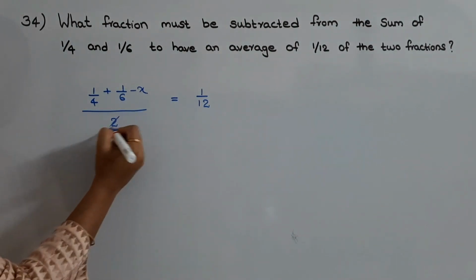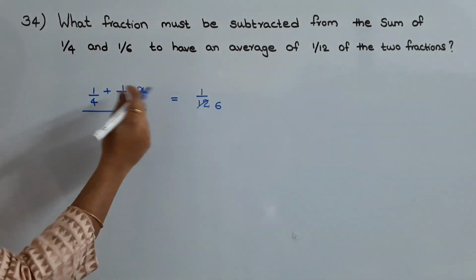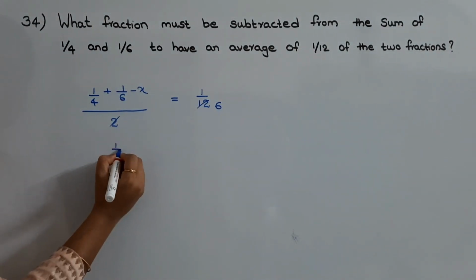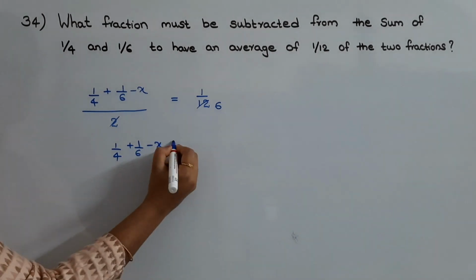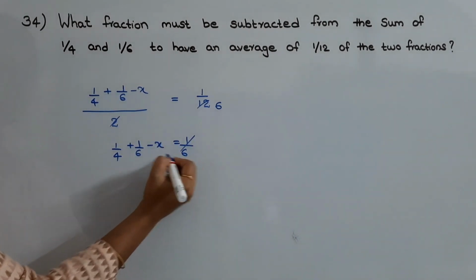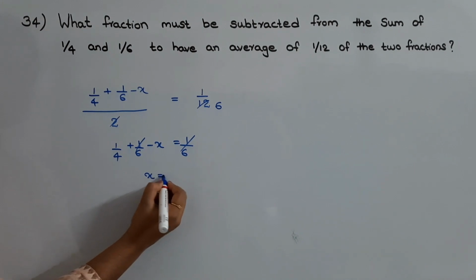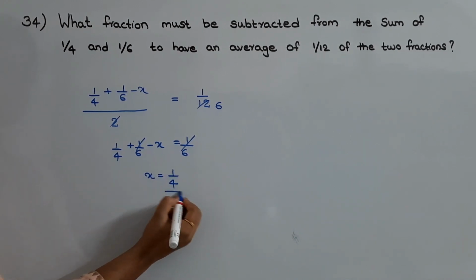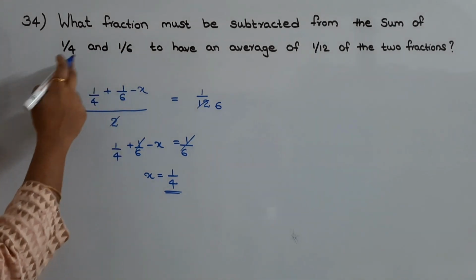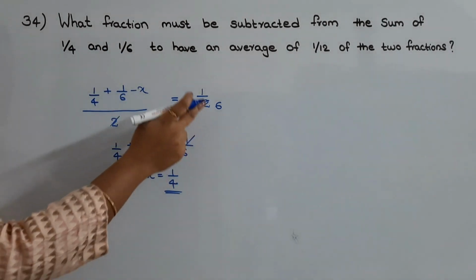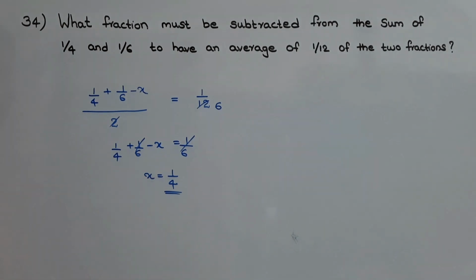Okay. Now on solving this, we will get the x value. Okay. So 1 by 4 plus 1 by 6 minus x is equal to 1 by 6. So from this x value we will get it as 1 by 4. So the fraction that must be subtracted from the sum of these two fractions to get an average of 1 by 12 is 1 by 4.